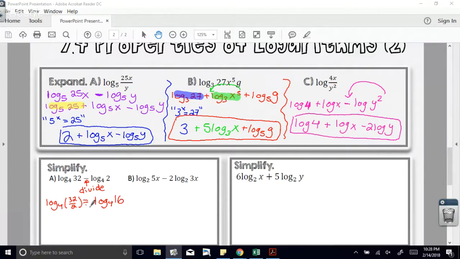And sometimes you'll be done, but again, before you move on, you're going to ask the question, okay, what does that really mean? And that means 4 to what power is equal to 16? We know that 4 to the second power is 16. So I can replace log base 4 of 16 with the number 2. So my final answer is 2.